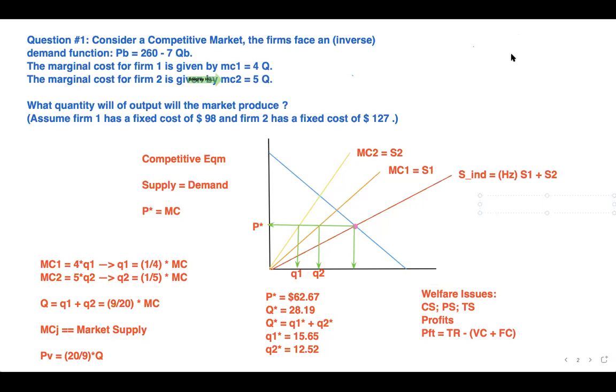So let's do it in a different color. So remember, VC is equal to the area under MC. Okay. Does that make sense, Michael? Barbie, you feel like you can solve everything now? Yeah, I feel okay right now.